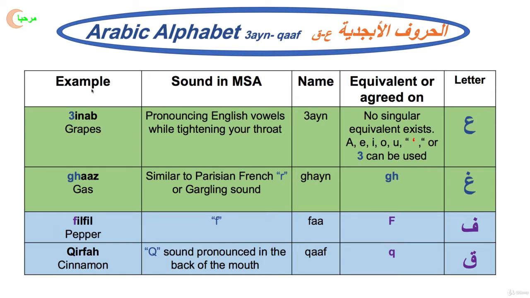And as an example, عنب. And that means grapes.